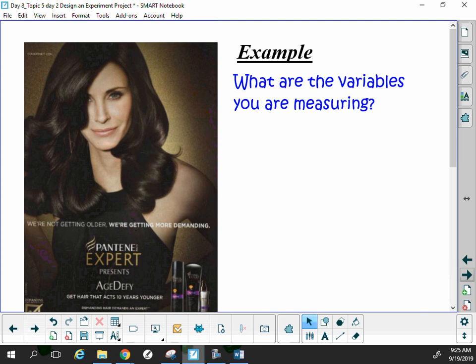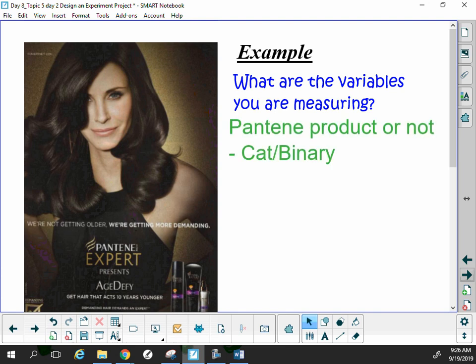What are the variables I'm measuring? So what about these observational units am I going to study? Remember, it's like I'm a scientist doing this experiment. So I get 140-year-old women with curly hair. What am I looking at? What am I going to record for my data? So I said, I'm going to see, do they have the Pantene product or not? Because in my experiment, I'm going to have a placebo. I'll get to that in a second.